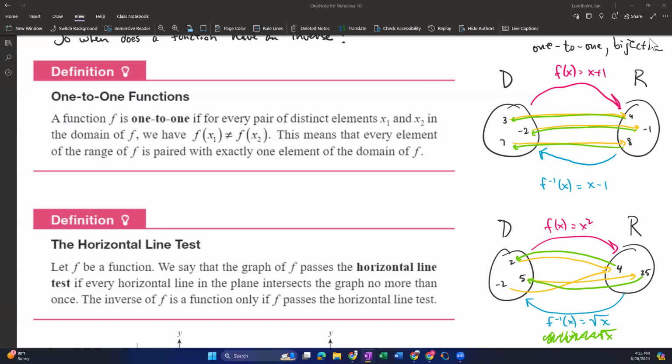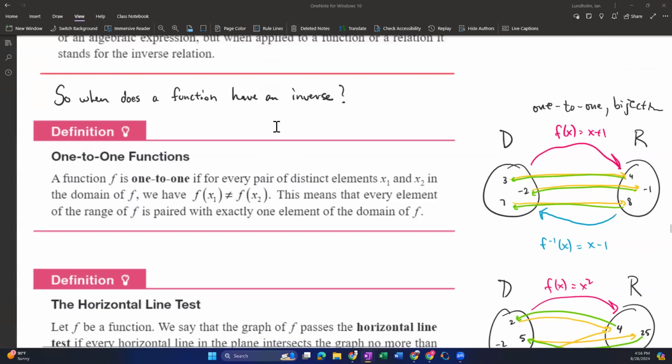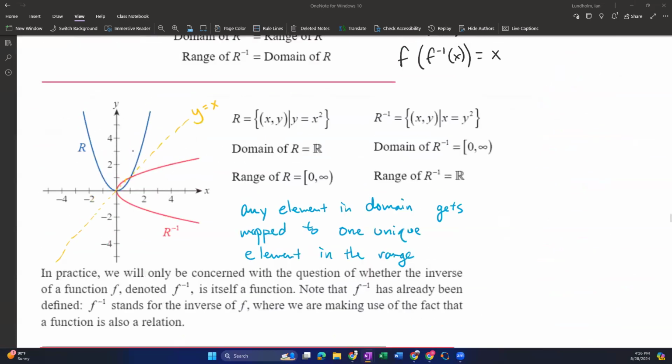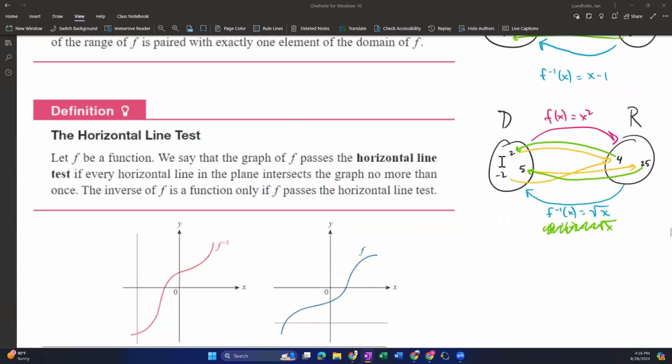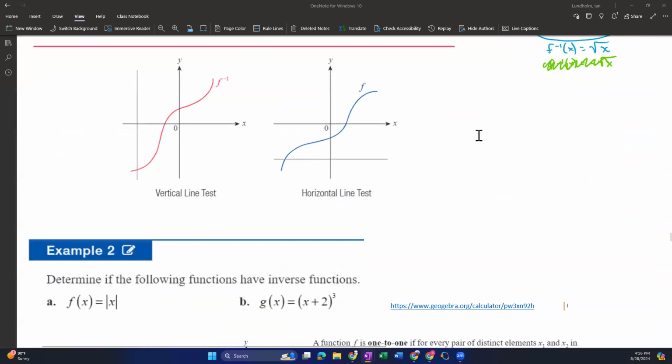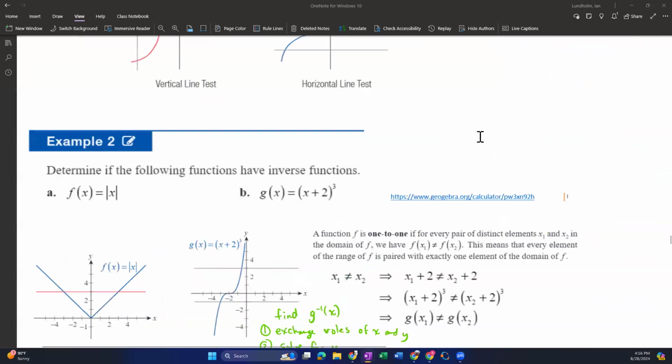So this potential inverse function is not an inverse on this domain. But if we limited ourselves to only non-negative numbers in the domain, then we would have a perfectly invertible function. That's what we did when we erased this stuff up here. When we take out the negative numbers, we get a nice invertible function. Okay, vertical line test, horizontal line test, we talked about that.